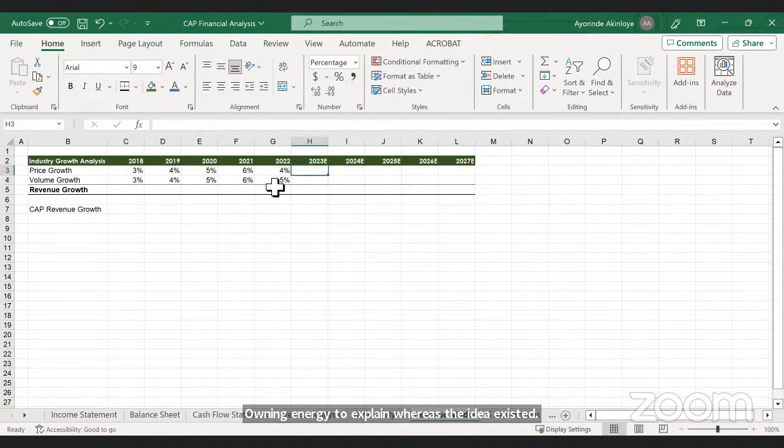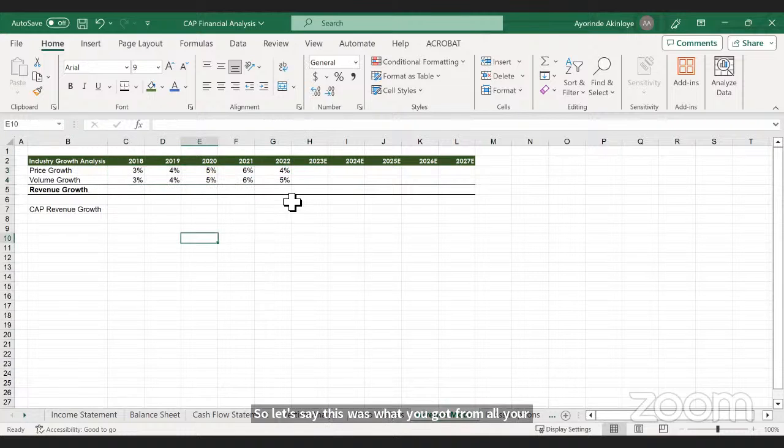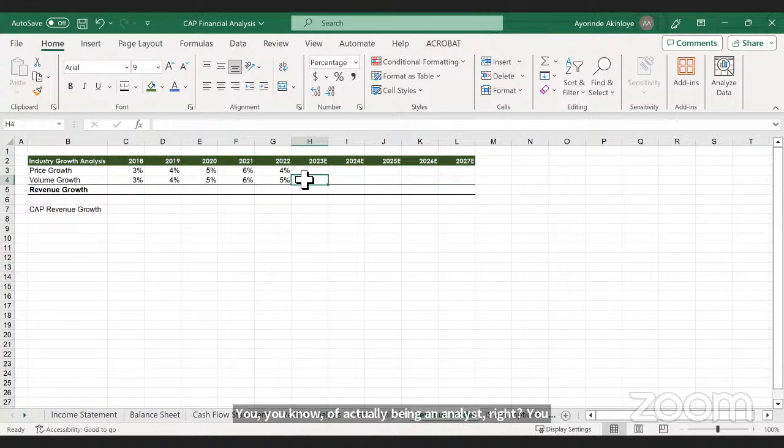So let's say this was what you got from all your historical extrapolation. You can now look at it and say, based on your research and findings, maybe you discussed with people that build houses, or with professionals in the paint industry, whichever approach you take, that is real life work of actually being an analyst, right? You make all those findings. You can say, oh, I think the paint industry will grow faster than it has been growing historically.